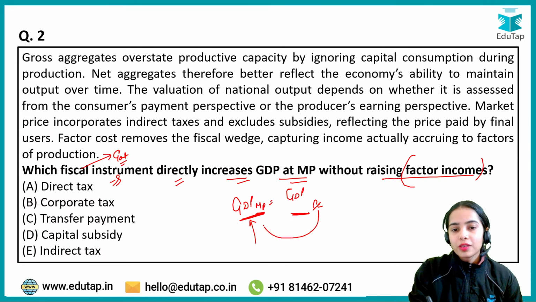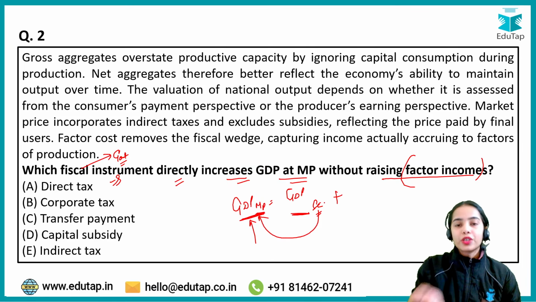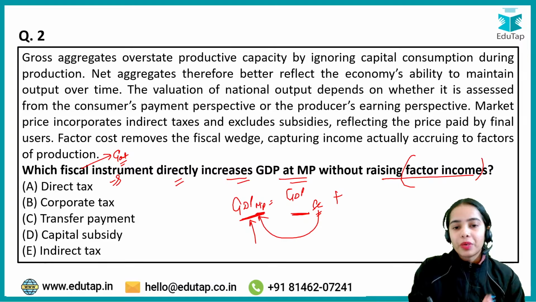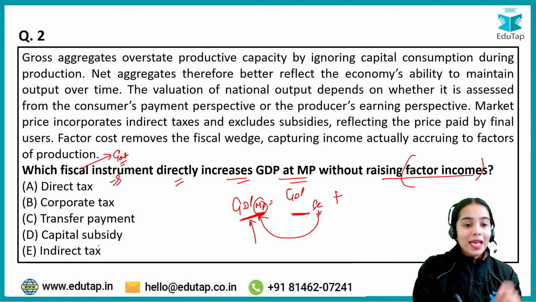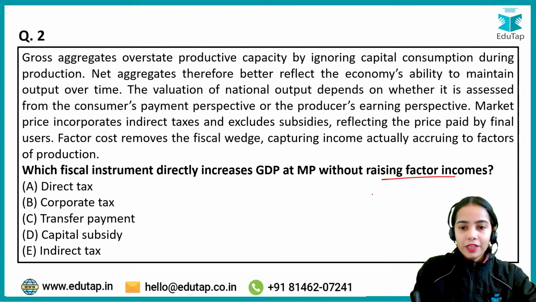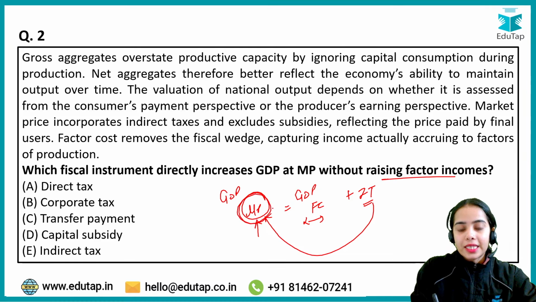So if you want to convert the factor cost into market price, what do we add? If we are going from factory to market, which value is added in the market price? So indirect tax, very good. Indirect tax is added in the market price. Remember that if the factor cost is the same and the market price is increasing, the GDP at MP is increasing while the GDP at FC is the same. That means the indirect taxes, because indirect taxes are included in the market price, must be increasing.